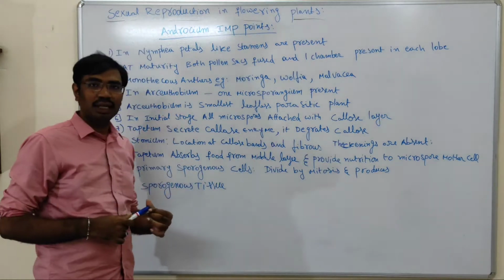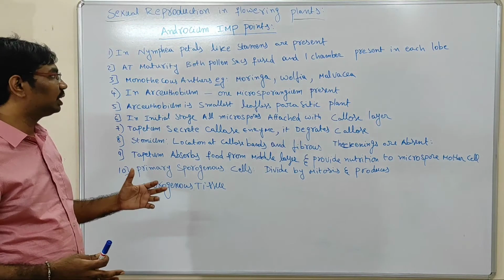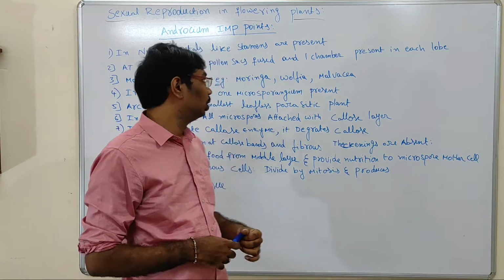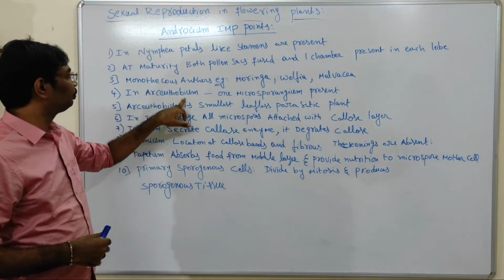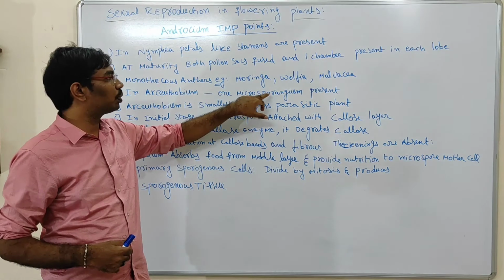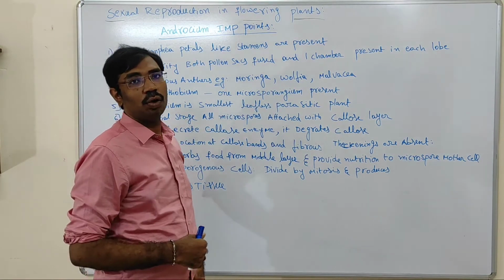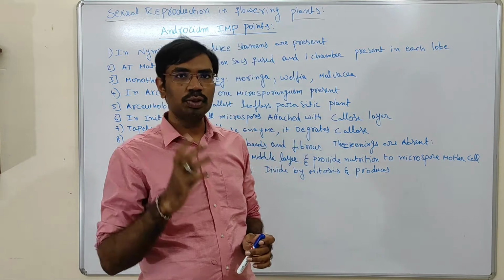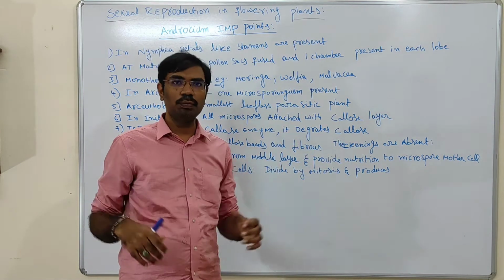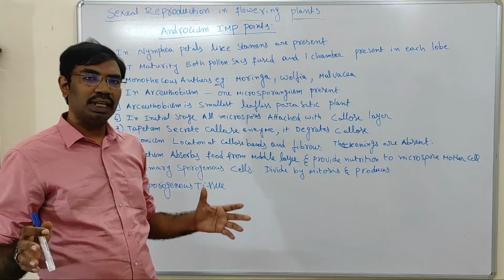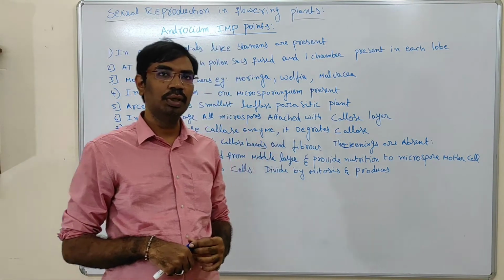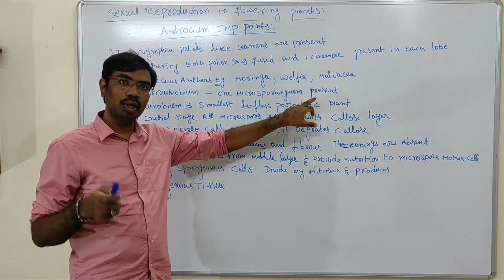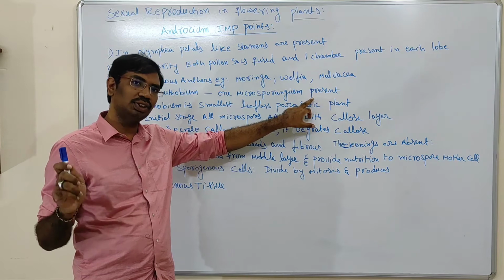The Arceuthobium plant contains exothecium. Fibrous thickenings present in the Arceuthobium plant are called exothecium. In Arceuthobium, 1 microsporangium is present. Generally, how many microsporangia are present in an anther? 4 microsporangia are present in most plants. But Arceuthobium contains 1 microsporangium.